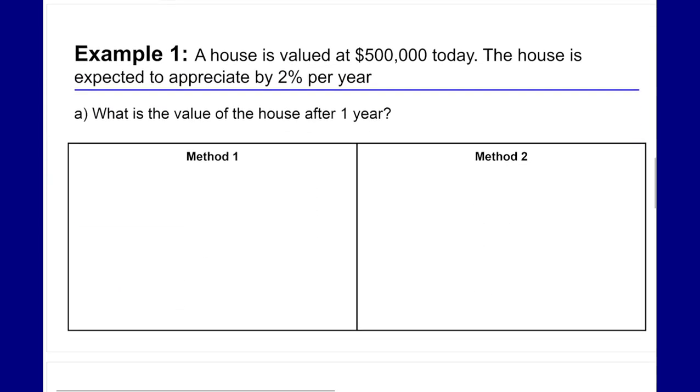So example one, we're looking at an appreciation example. A house is valued at $500,000 today. The house is expected to appreciate by 2% per year. What is the value of the house after 1 year?